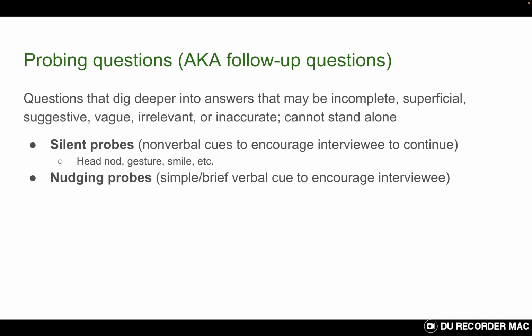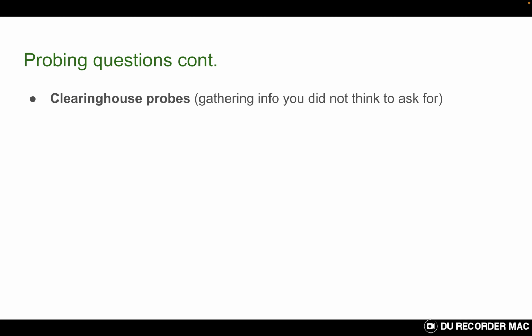Similarly, we have nudging probes. So these are just very simple and brief verbal cues to encourage the interviewee to keep talking. This could be something like go on, and, so, or then what happened. Anything that is just a quick little phrase that asks them to keep talking about whatever they were speaking about. So we have some other probing questions that we will talk about.